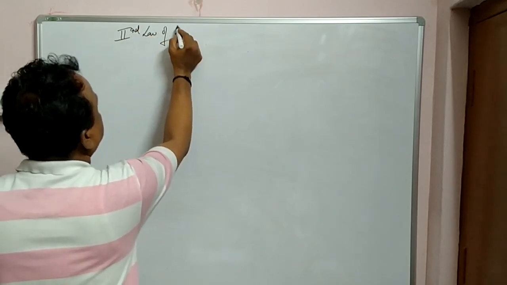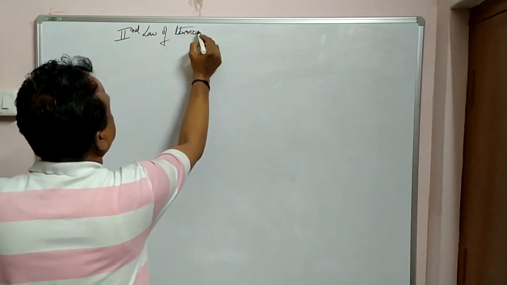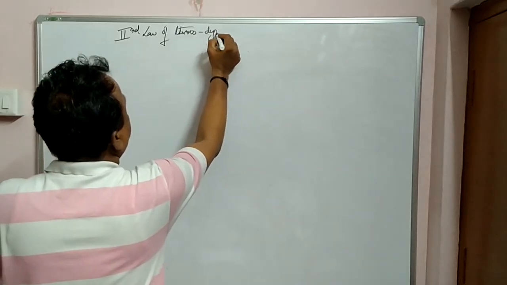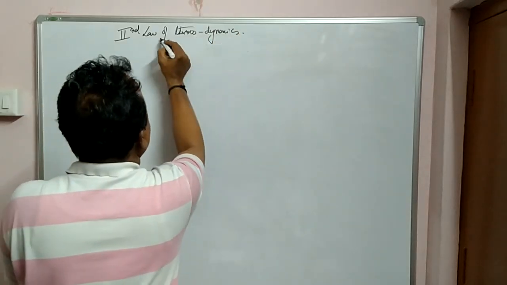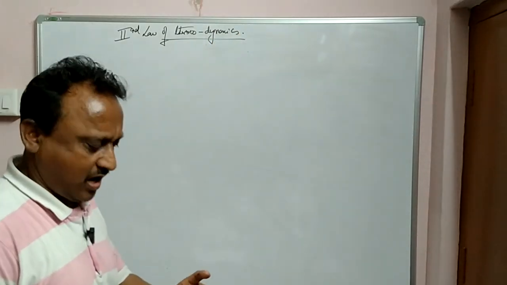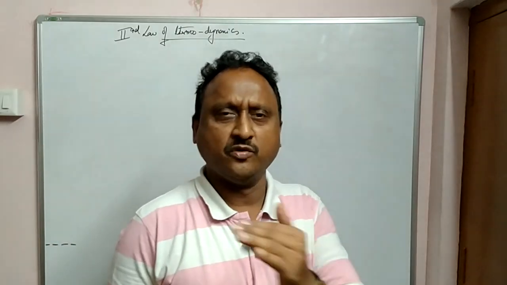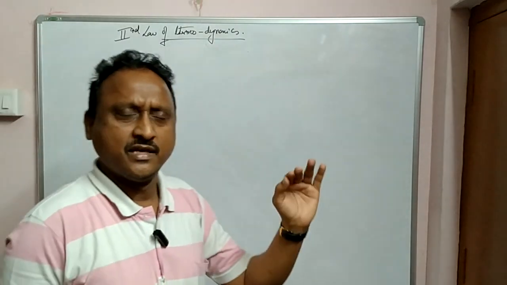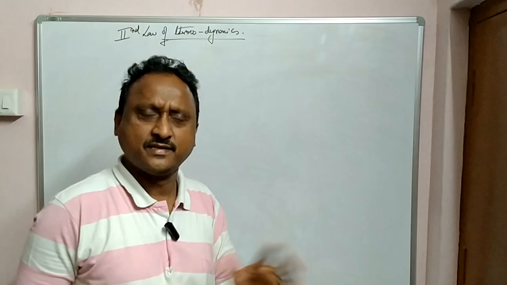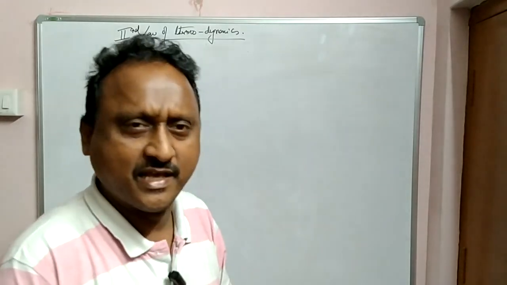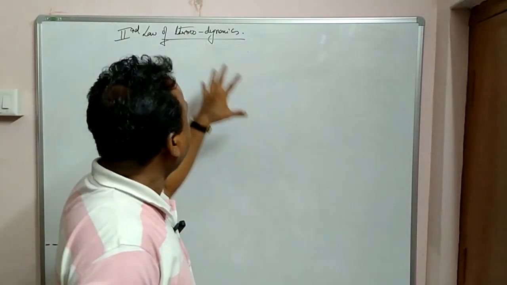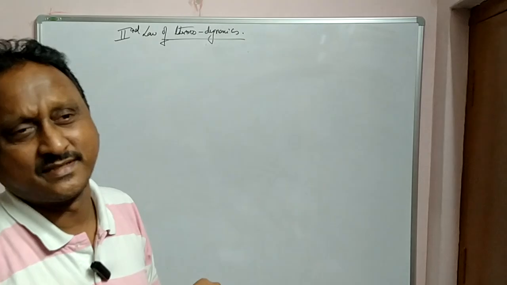Second law of thermodynamics. We have discussed zeroth law, first law, dQ is equal to dU plus dW. Zeroth law: A, B, C, 3 bodies with different temperatures joined together, they will attain thermal equilibrium. Now what is this second law of thermodynamics?